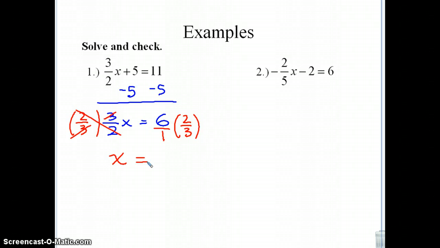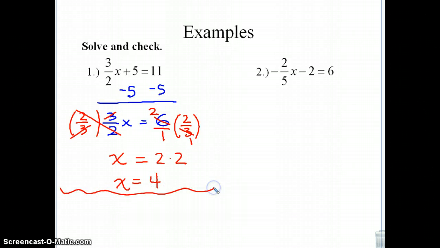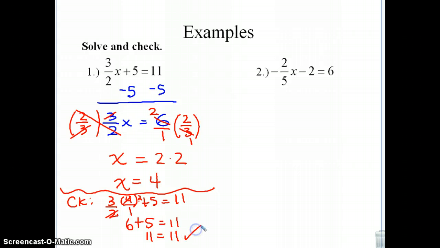On the right-hand side, the 3 cancels to a 1. The 6 cancels to a 2, so I have 2 times 2. x equals 4. For me to check this, I will take 3/2 times 4 plus 5 is equal to 11. Again, I'll make that 4 as 4 over 1. The 2 and the 4 cancel, so I have 3 times 2, which is 6, plus 5 equals 11. 11 equals 11. It checks.